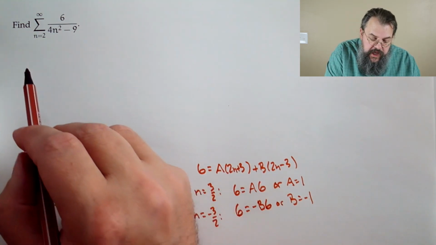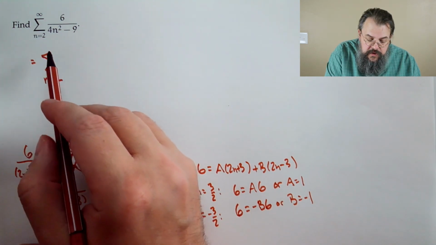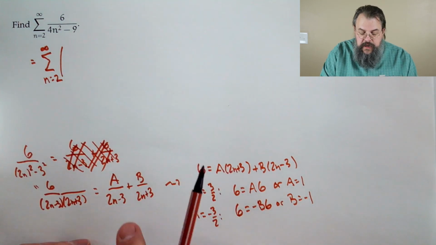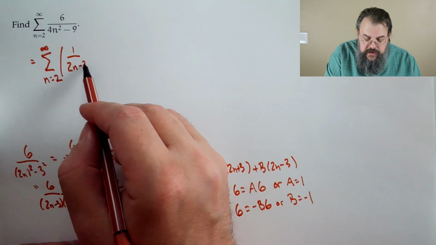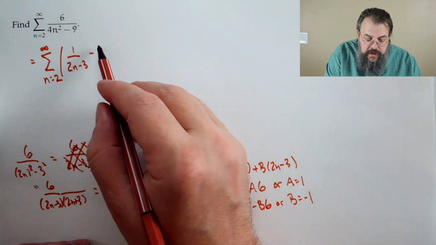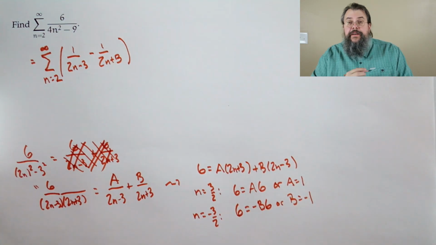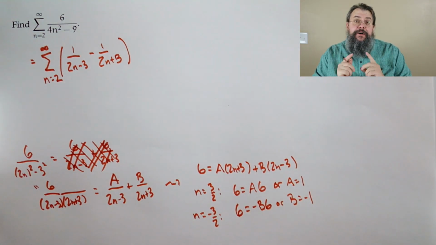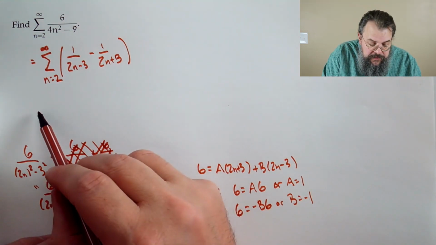So what that tells us is that this sum really looks like the sum from 2 to infinity of a over 2n minus 3, which would be 1 over 2n minus 3, then plus b, which would make it minus 1 over 2n plus 3. Okay, there we go. Now it feels more like telescoping, because we expect to see a subtraction and the terms should look very similar to each other. So let's take a look and see what we have.